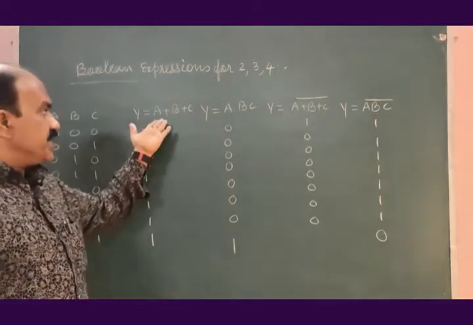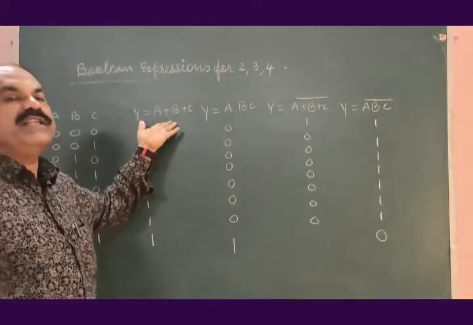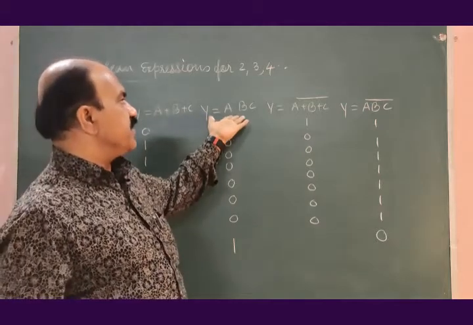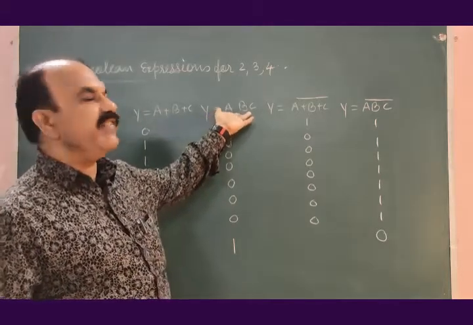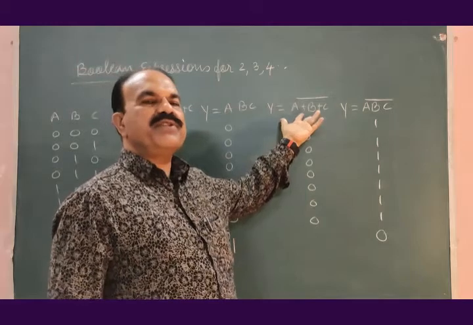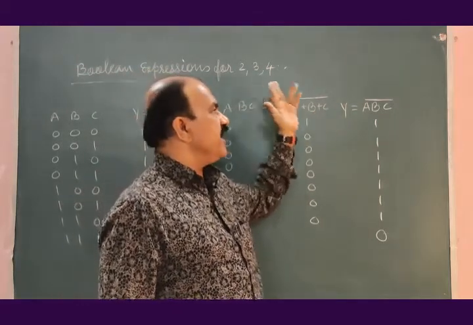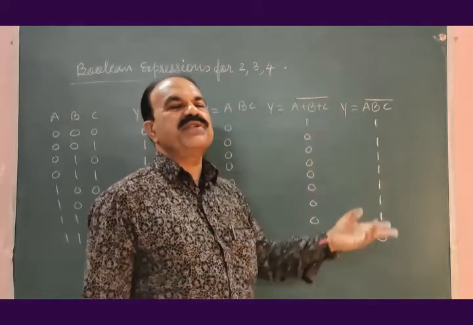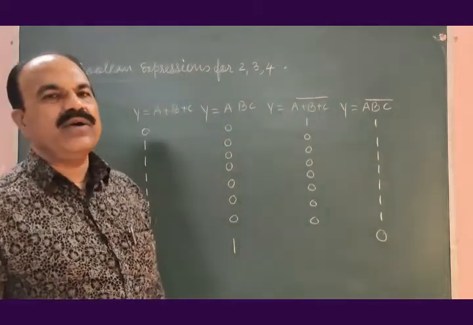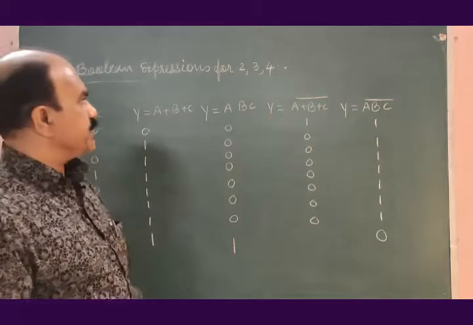So, this is Boolean expression for ORing of 3 variables. This is Boolean expression for ANDing of 3 variables. This is Boolean expression for NOR of 3 variables or 3 inputs. This is Boolean expression for NAND of 3 inputs.